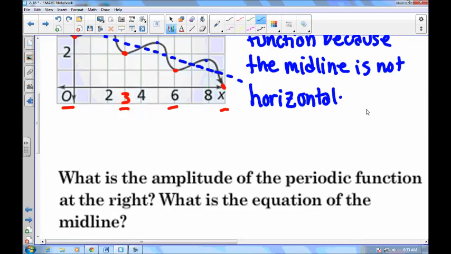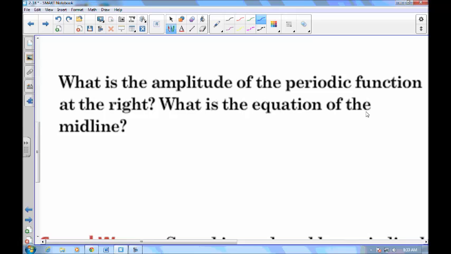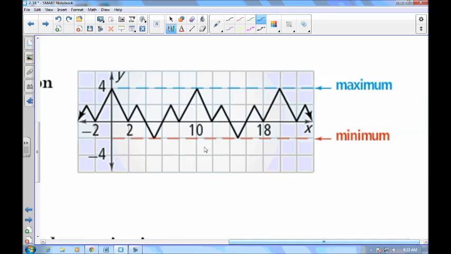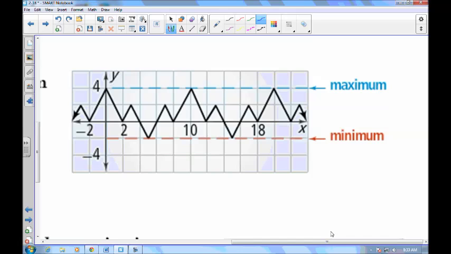Okay, number 4. What is the amplitude of the periodic function and the equation of the midline? And we'll find the period just for good practice. Okay, example 4. I'll help you trace this one. I'll give you the key points. Will you copy this graph? Basically, just find the points, the maximum and minimum points, and then just zigzag through it.